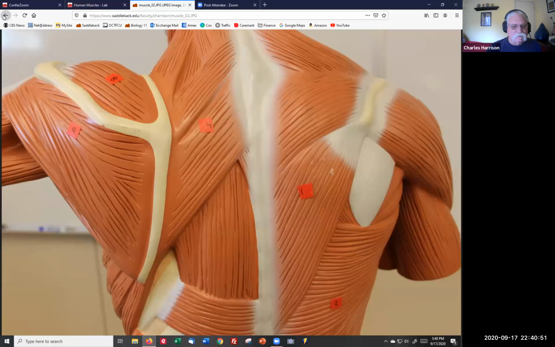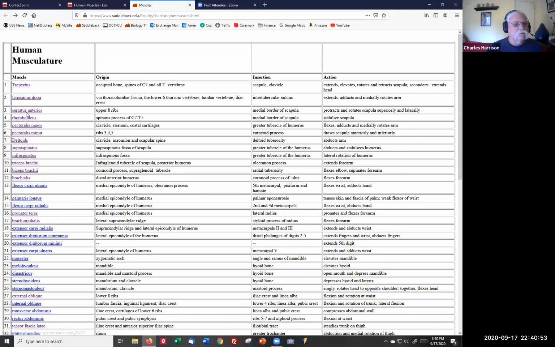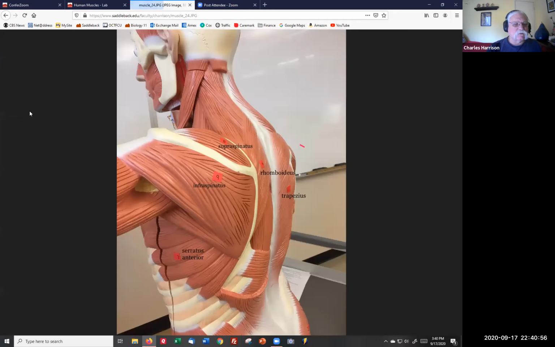The third muscle is the serratus anterior. This is nice with the wording on it. It's right here. Looks like a whole bunch of fingers. Okay. These extend downward to the ribs.